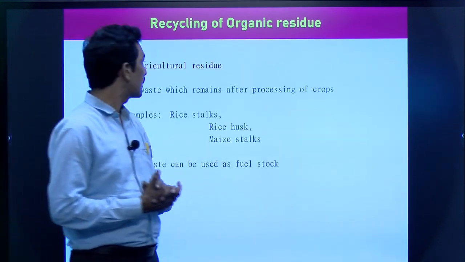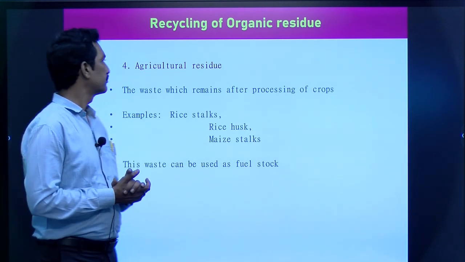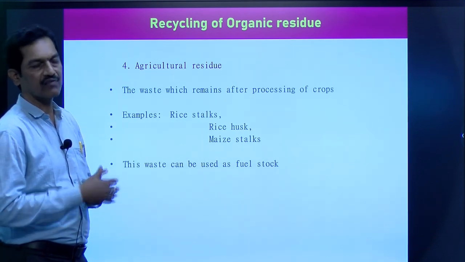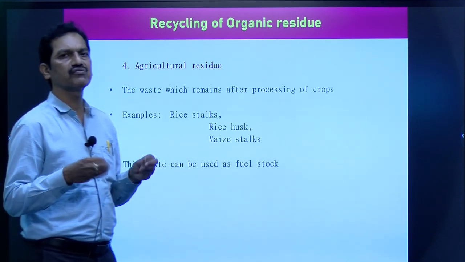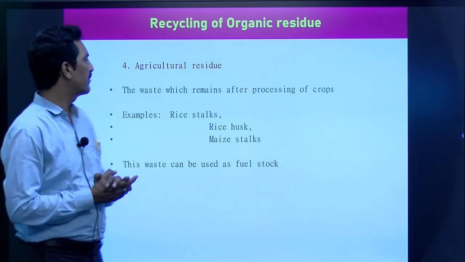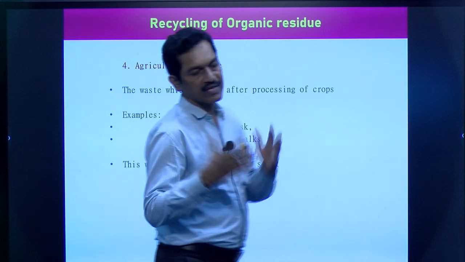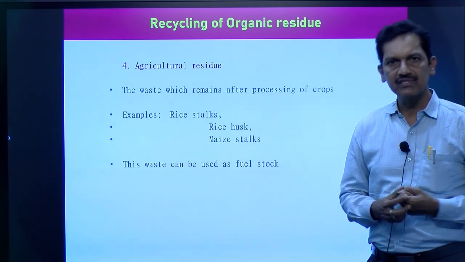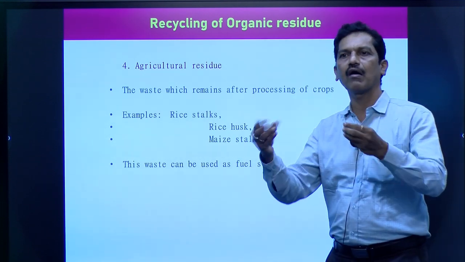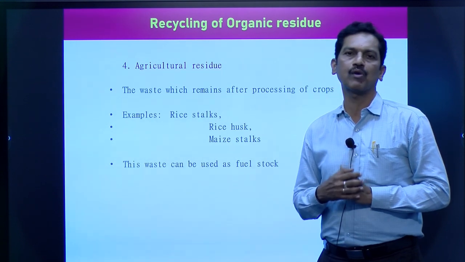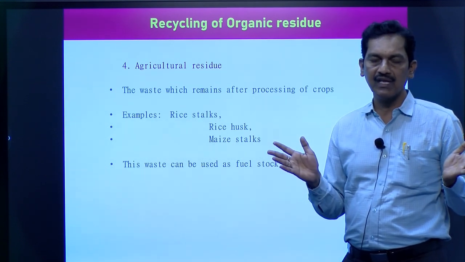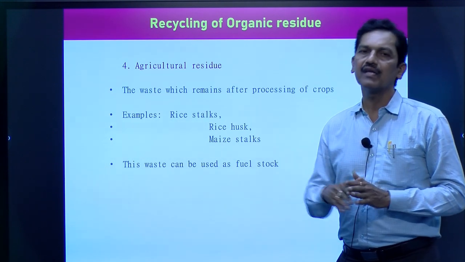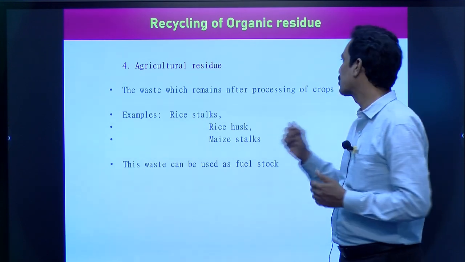And the third one is agricultural residue. Agricultural residue means that after harvesting the crops, so much waste material is left in the field. For example, if you take paddy, rice plants, we are getting only grains. What about the leaves? What about the stalks? These are generally not consumed, but they are useful for cattle feed. However, it is a waste material when it comes to human beings.